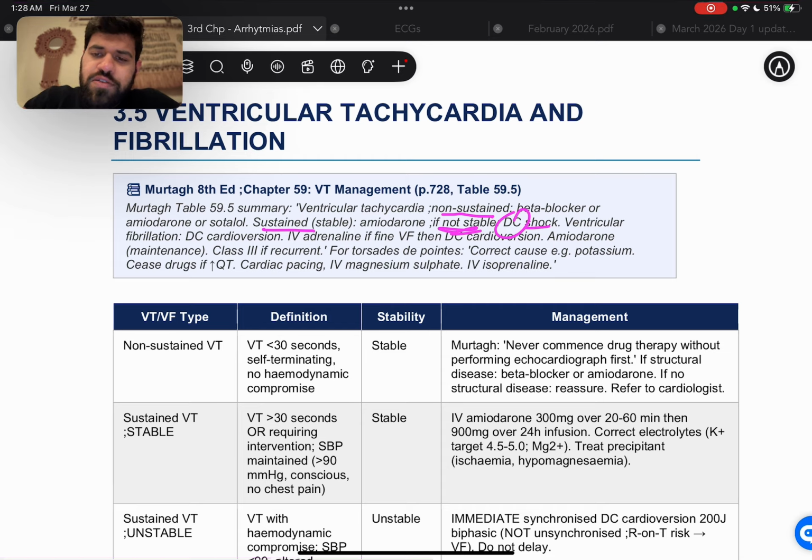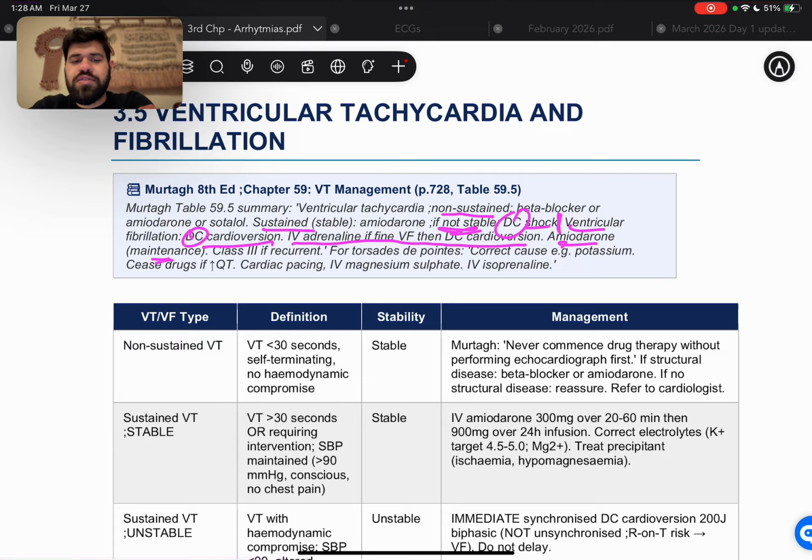And for ventricular fibrillation, we have DC cardioversion. So VF, we have to give them DC cardioversion. And IV adrenaline if fine VF, then DC cardioversion. So if the ventricular fibrillation is very fine, we give them first IV adrenaline and then DC cardioversion, and amiodarone is given as maintenance. Now class 3 if it's recurrent.